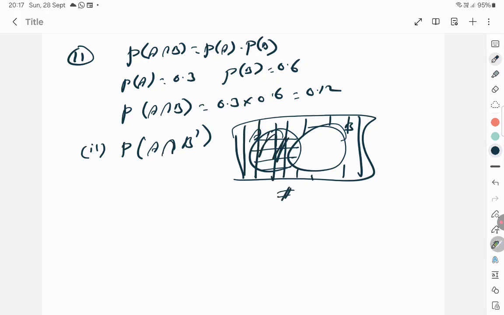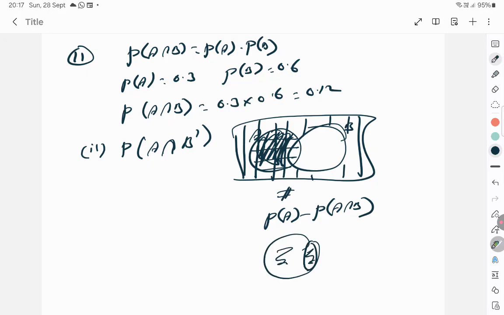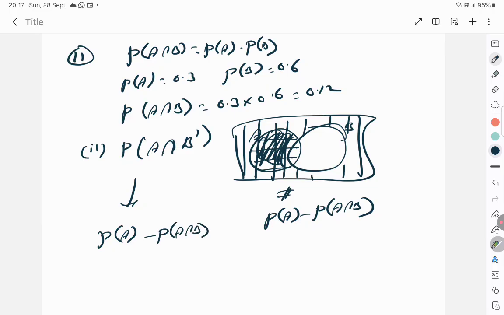So what is checked portion is only this part, the apple part of A, which is P of A minus P of A intersection B. That is the oval shape minus the middle portion is this apple portion. So thus you got this formula. You understand this is P of A minus P of A intersection B. Have they given P of A? 0.3. Have they given P of A intersection B? We just found out. So then subtract 0.3 minus 0.12.